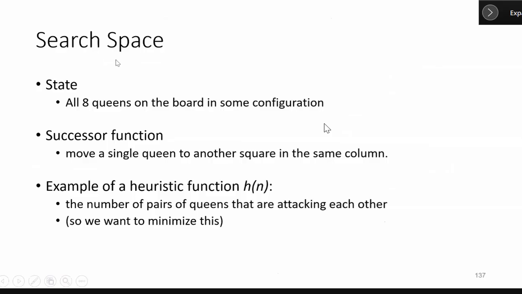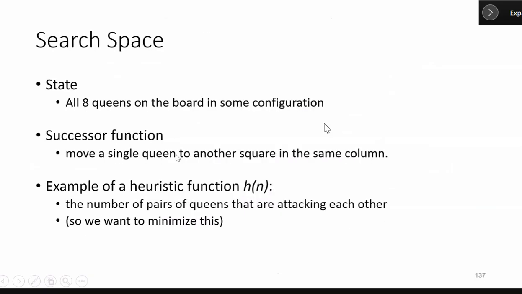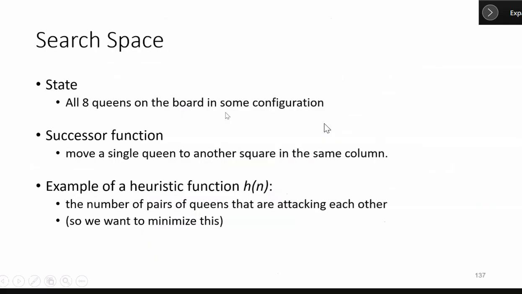In order to do this n queens, the state means all 8 queens on the board in some configuration, and the successor function. What is the successor function for n queens? Move a single queen to another square in the same column. So you can move like this, right? Such that no queen should be in the same column. Like that you can move. That can be your successor function.